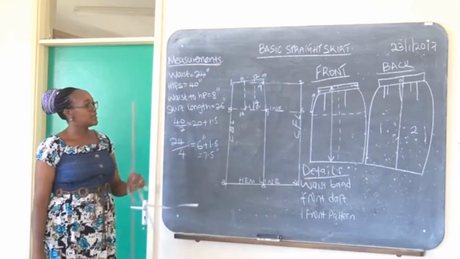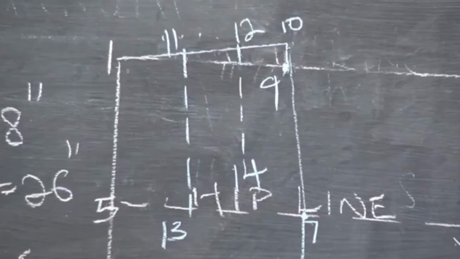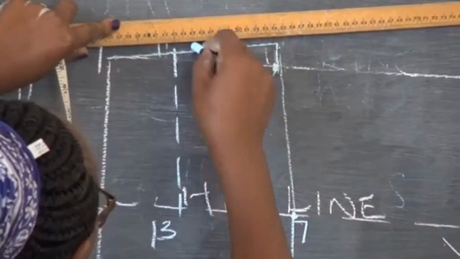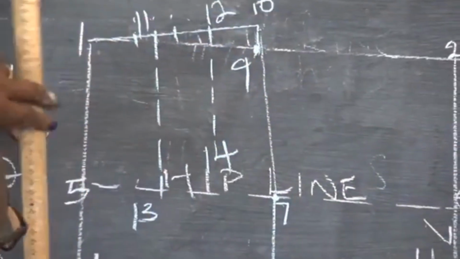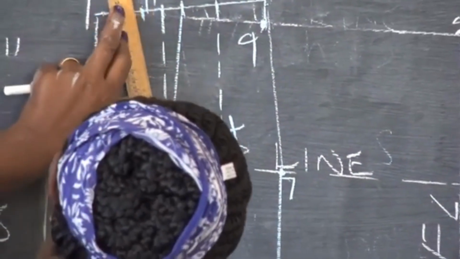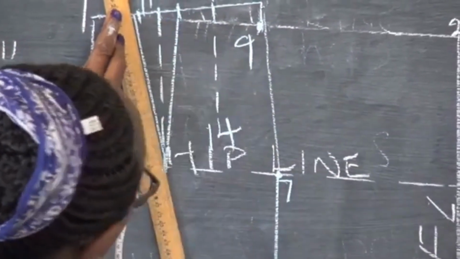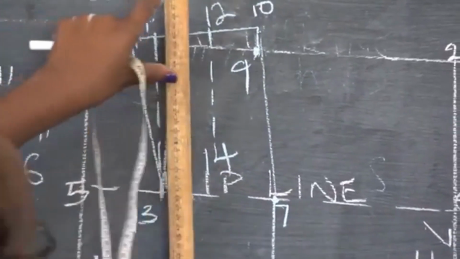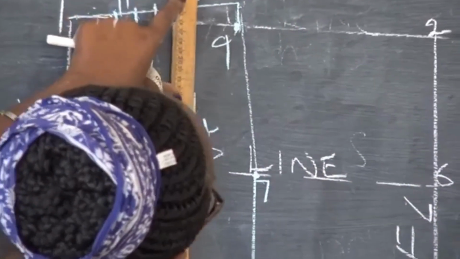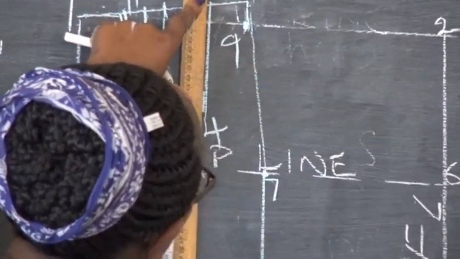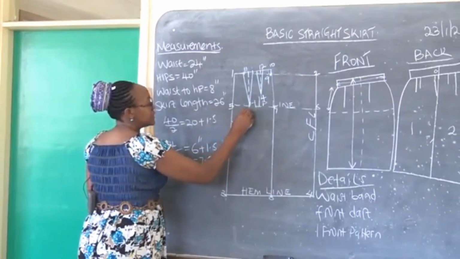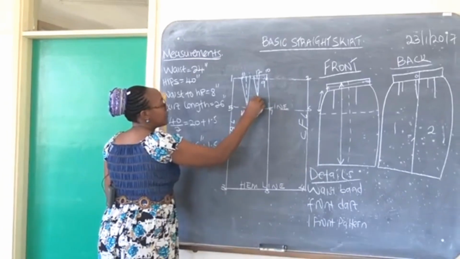I will establish a dart from there. Each dart should be 2 centimeters wide. So I'll measure 2 centimeters of this dart. I create my dart, and I join these 2 lines together. So that is my first dart. And then I also create another dart at point number 14. So those are my 2 darts at point number 13 and at point number 14.